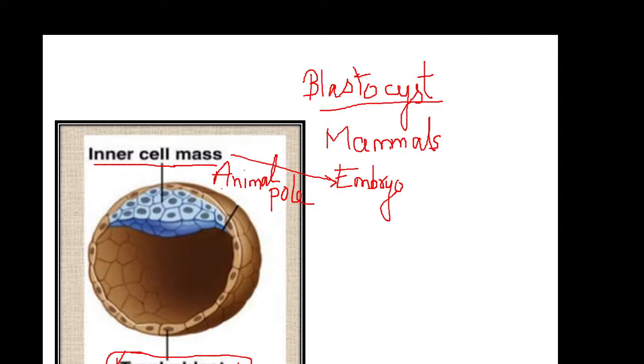So with that we come to the end of the different types of blastula. Fertilized egg is called zygote. The zygote differentiates to form a ball-like or mulberry fruit-like structure called morula. It is a solid mass of cells. The morula will get differentiated to form a structure called blastula. The main difference is that the blastula has a cavity inside, and that cavity is called the blastocoel.